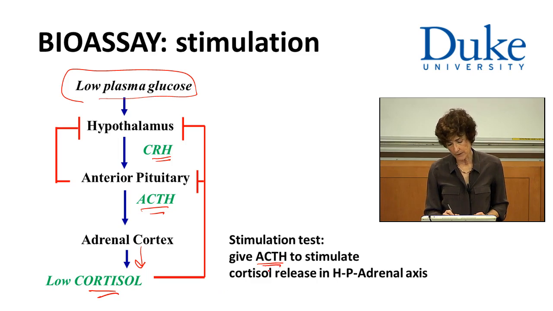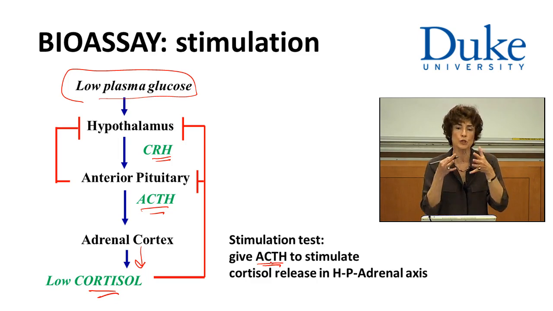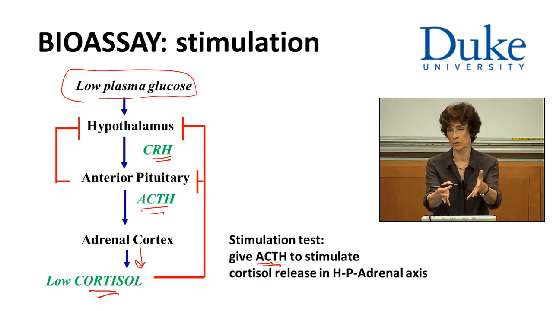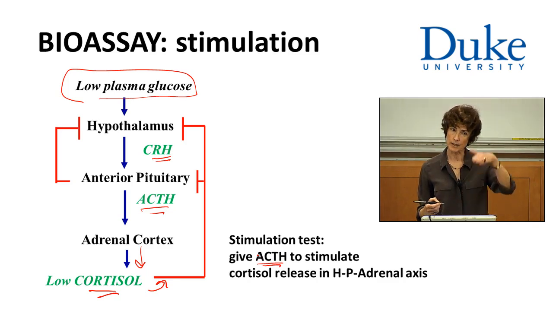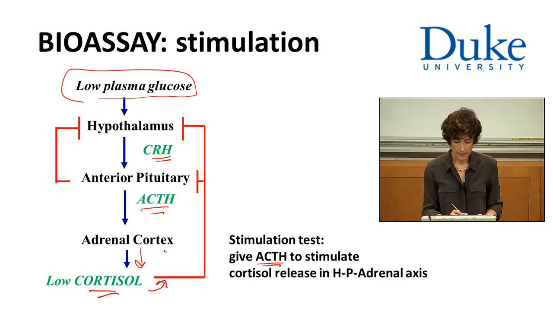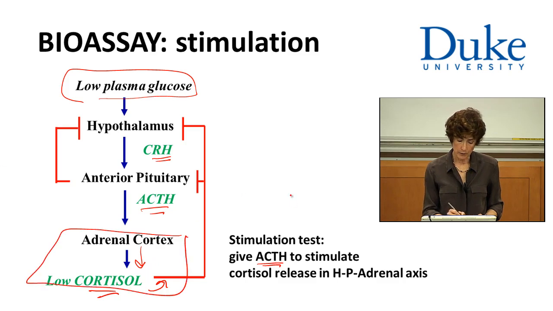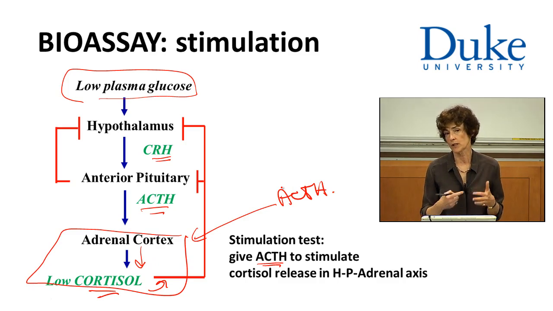We can give this individual ACTH, so exogenous ACTH, to push the axis to see whether or not the adrenal is working. And when we do that, then the cortisol levels should rise. We wait 30 to 60 minutes, and we should see a rise in cortisol. If the adrenal gland is working correctly, then the exogenous ACTH should correct the situation. We should see a rise in cortisol.